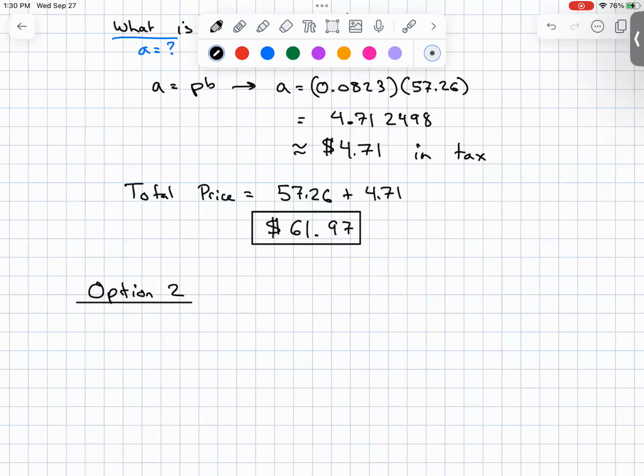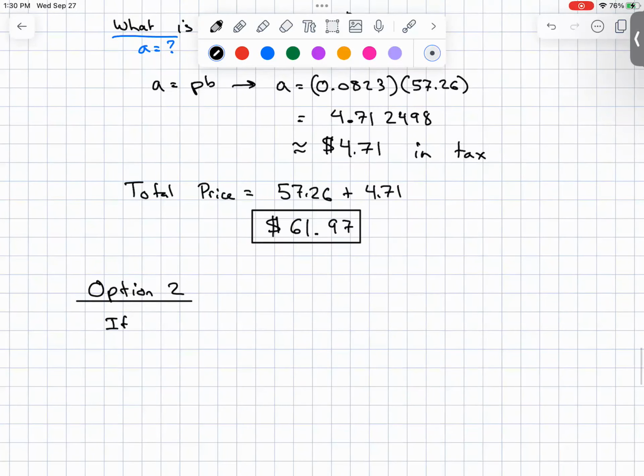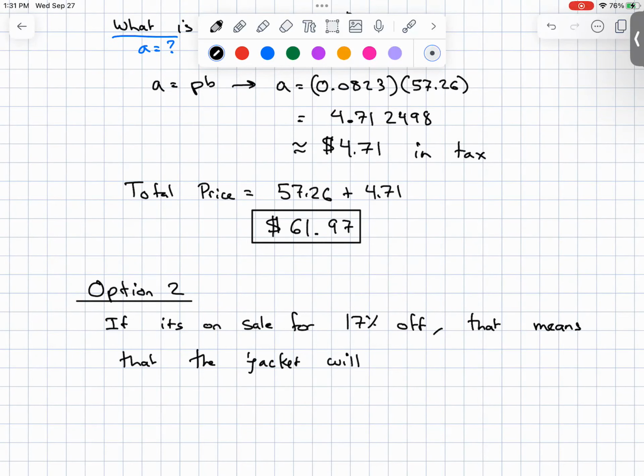So instead of saying what would be 17% of the amount, so that's taking 17% off the price, that means if it's on sale for 17% off, the jacket will be 83% of what it costs initially.